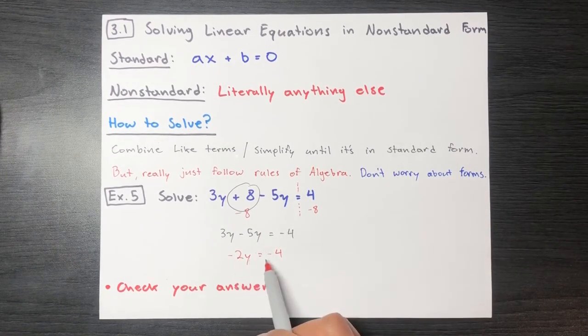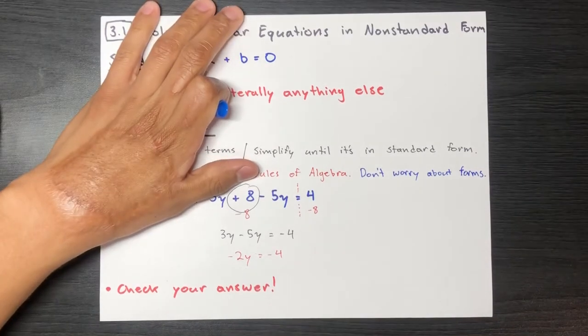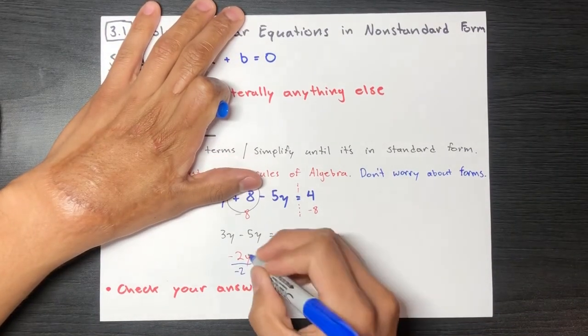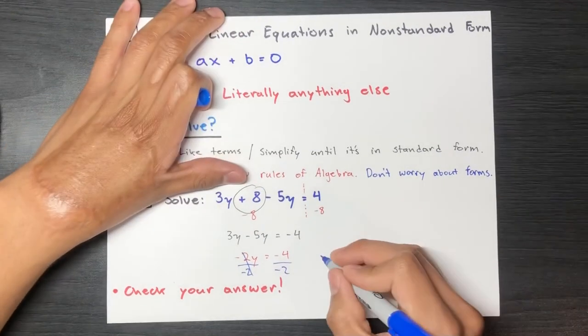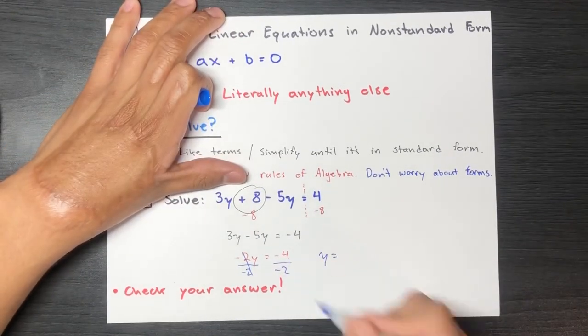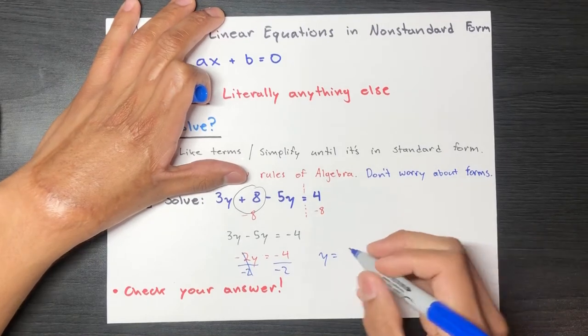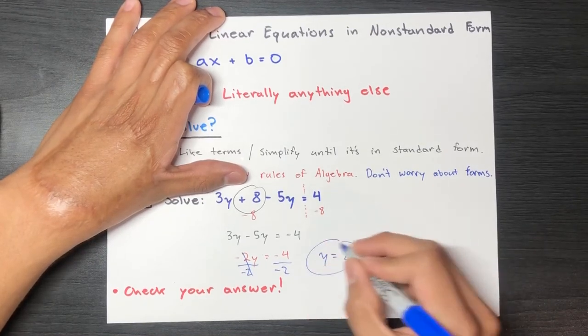So here you have negative 2y now equals negative 4. Now you do have to do something else here to be able to get that y by itself, and that's going to be to divide by negative 2. Once you do that, whatever you do to one side, you have to do to the other. So y is going to equal negative 4 divided by negative 2, which is going to equal 2. And that's your final answer.